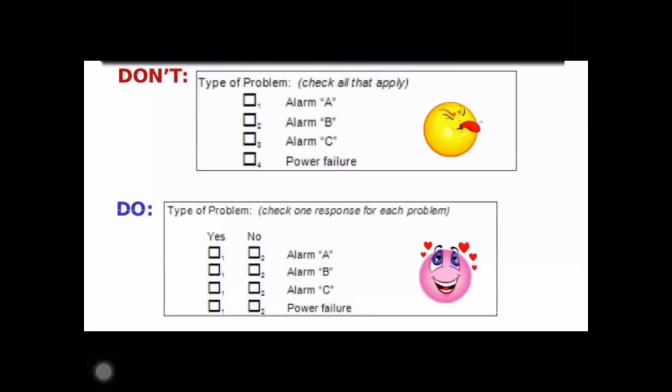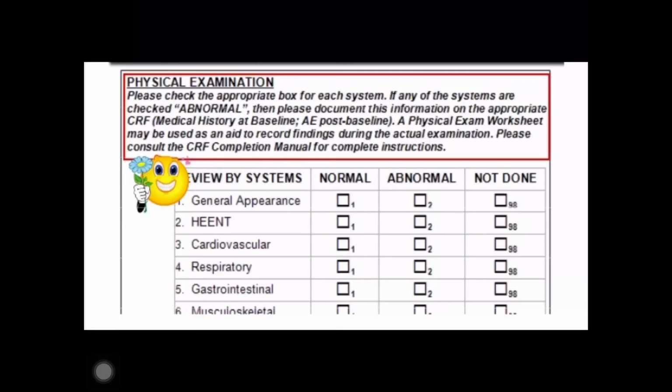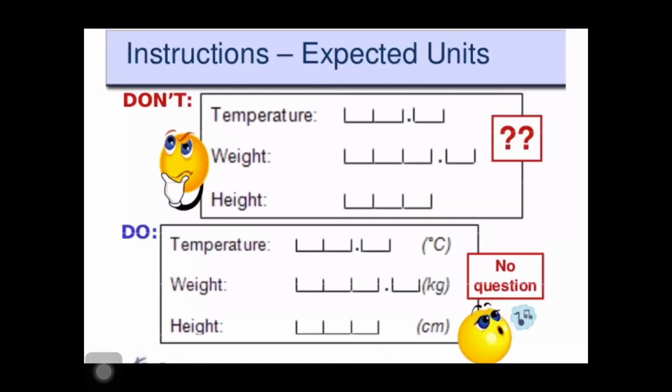Also, avoid using the option check all that apply. This kind of option forces assumptions about the clinical data and it makes the database structuring unnecessarily complex. As you can see in this example, it's better to use yes or no options whenever such questions are required. Also, as you see on the screen, it's always a best practice to provide instructions just above the set of questions, which helps in better understanding. It is always recommended to provide expected units to capture the data, as you can see in this example.